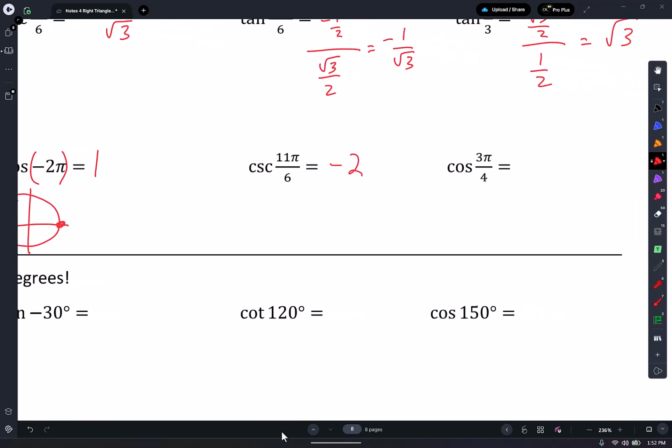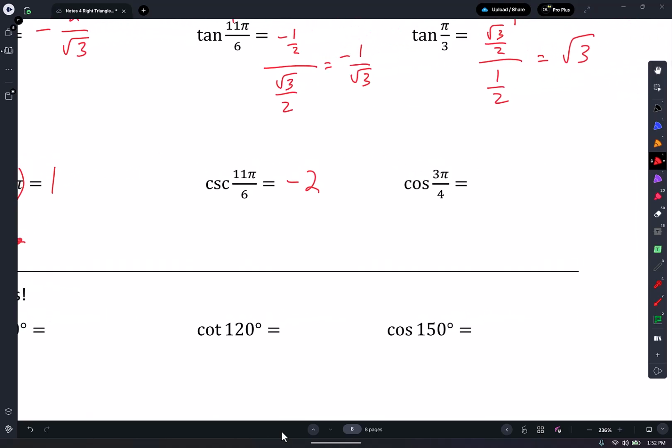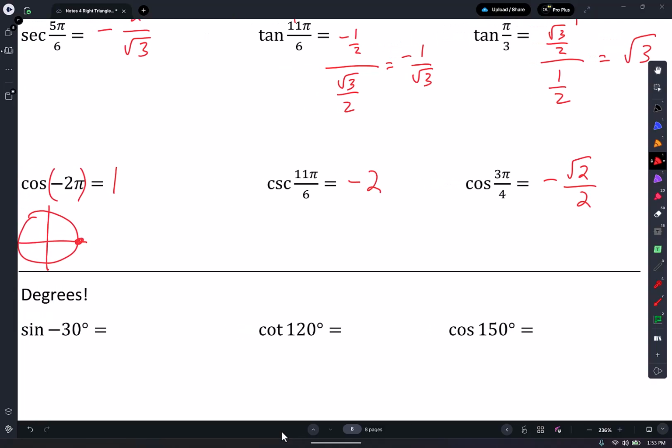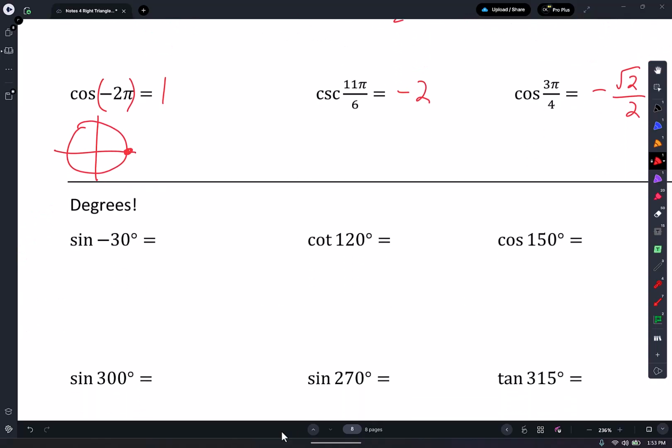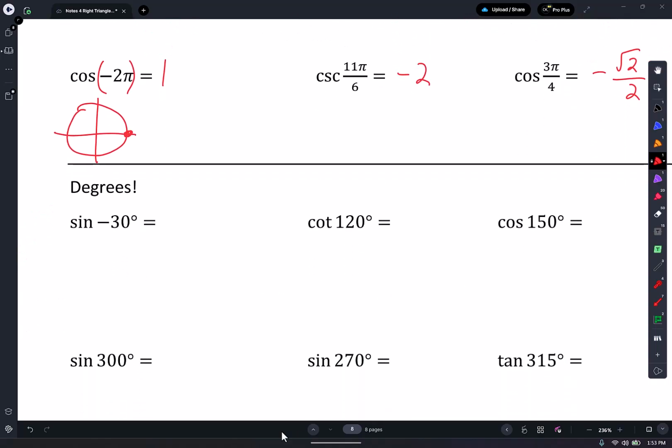Okay. Cosine of 3 pi over 4. Go to quadrant 2. Negative square root of 2 over 2. Still okay? Degrees. Well, they'll probably hit you with just radians, but you should know the degrees as well. Sine of negative 30 degrees. Negative 1/2.